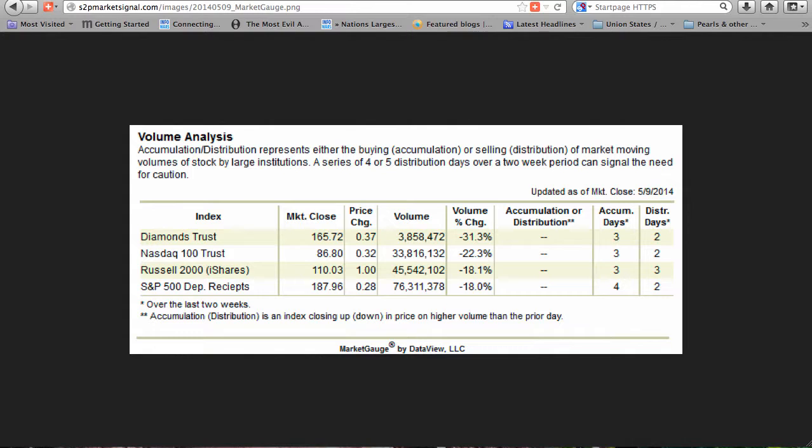Market Gauge Volume Analysis. In this week's volume analysis, the Russell 2000 ended in neither accumulation nor distribution mode. In the last 2 weeks, it had 3 accumulation days and 3 distribution days. Of the other indexes, both the Diamonds Trust and the S&P 500 Deposit Receipts ended in neither accumulation nor distribution mode. Accumulation days are counted when the index closes up on higher volume than the prior market day, while distribution days occur when the index closes down on volume higher than the prior market day. Last week, the Russell 2000 ended in distribution mode.